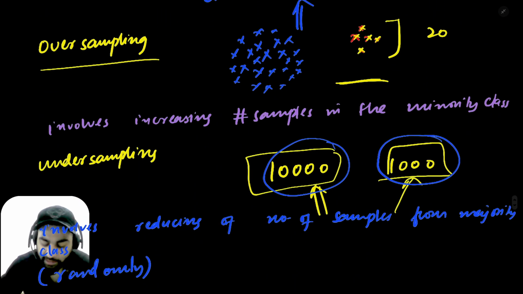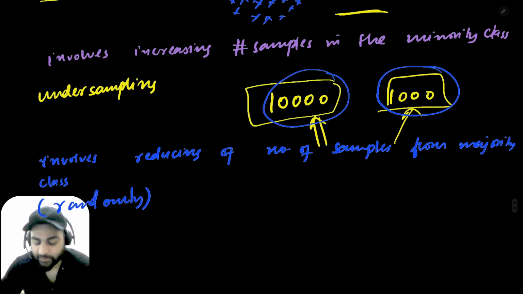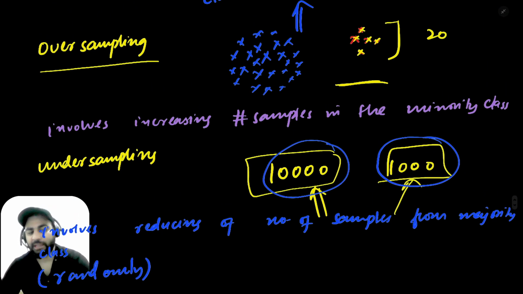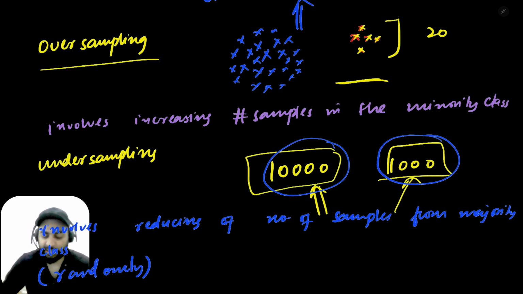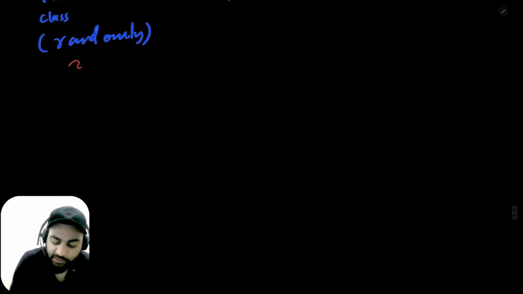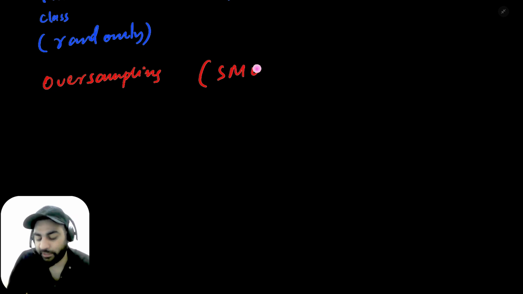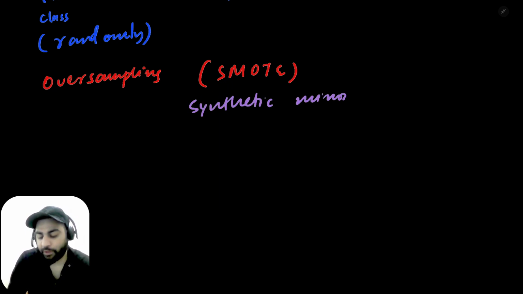We did oversampling, we did undersampling, and in oversampling we have one more technique. There is something called the synthetic minority oversampling technique. You might come across this. So in oversampling there is a technique called SMOTE. What is the meaning of this? This means Synthetic Minority Oversampling Technique.